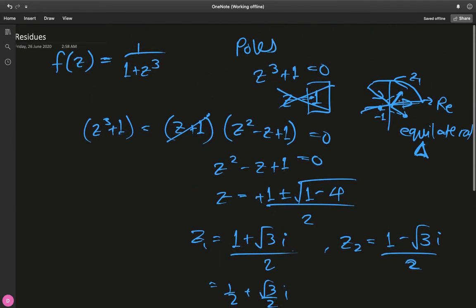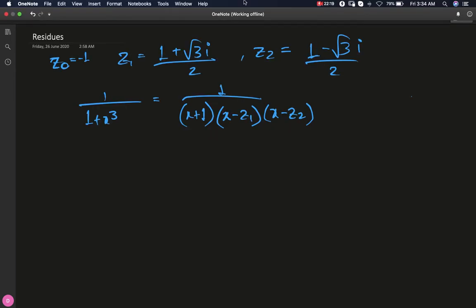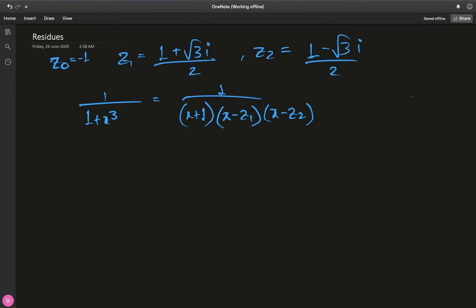So all we need to worry about is basically z1, not even z2. Forget z2. We only need to care about z1 now. So let's find the residue of that. Knowing all the poles, we can express our f of x now. It just doesn't matter what variable we use, x or z. 1 over 1 plus x cubed can be expressed as a product of these factors, and we want to find the residue at z1.